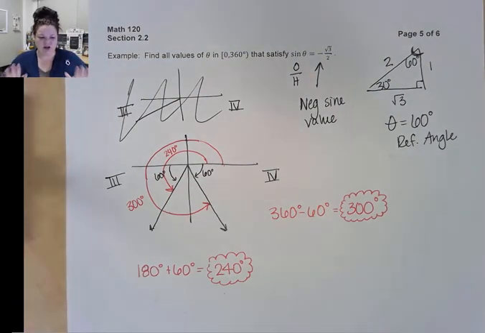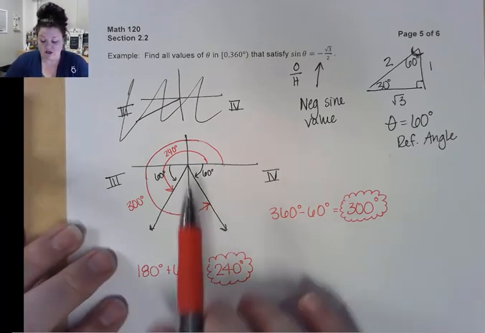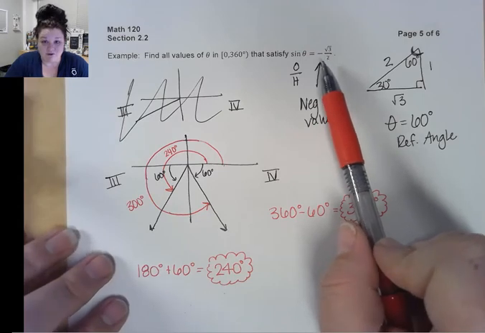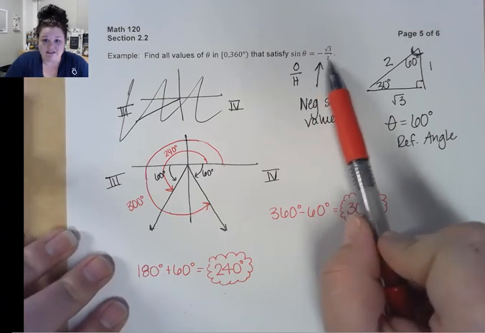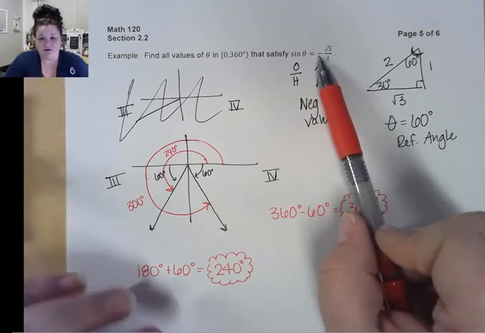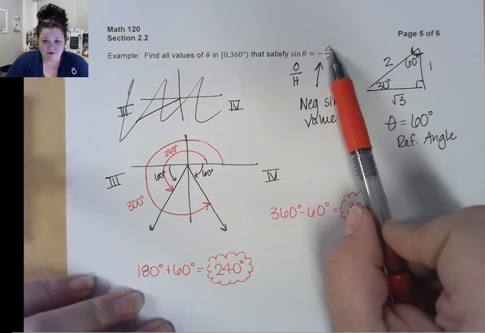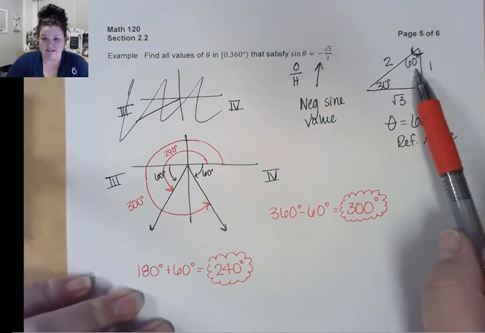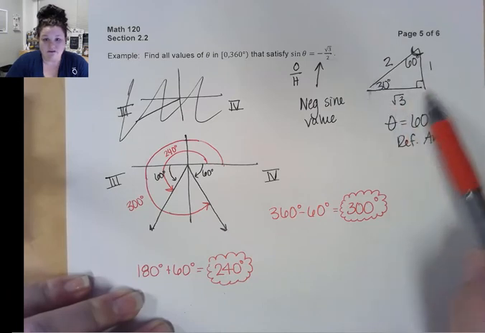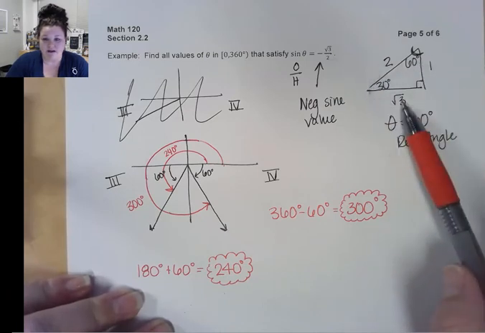So I want to talk through this one more time so that we know what we're talking about. First thing I did is figure out, what is my reference angle? I looked at this to determine, are we dealing with a 30, 60, 90 triangle or a 45, 45, 90? Because of the square root of 3, I knew it was going to be a 30, 60. So I went ahead and drew and labeled my reference triangle.